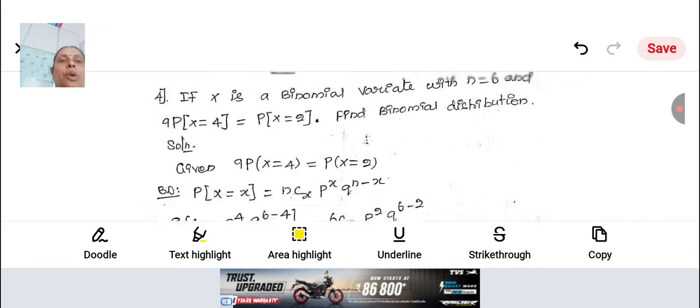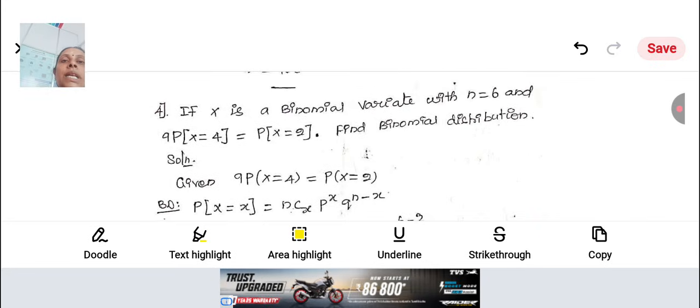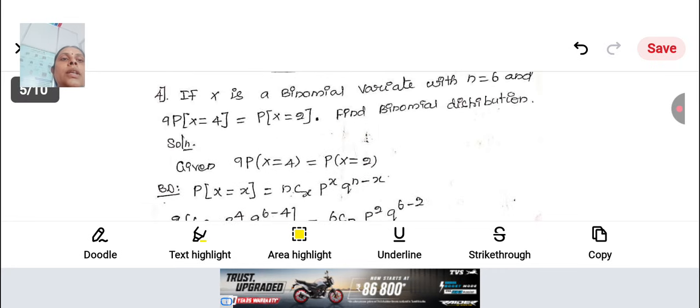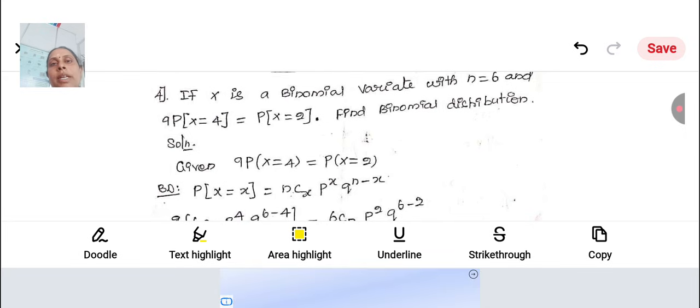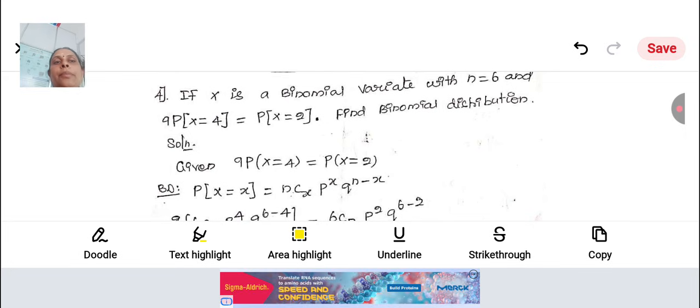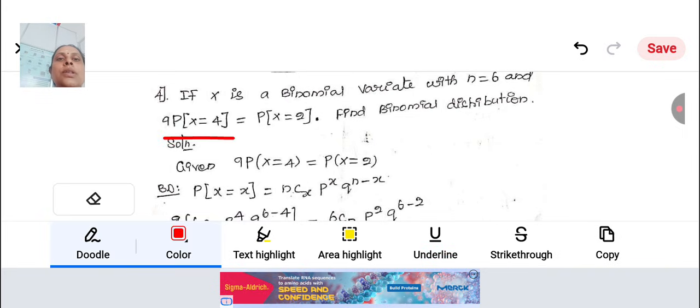What is the next problem? Here the probability mass function is given. If the binomial variate is n, we have to find the n, p and q values using this binomial distribution. Here the binomial distribution is given as P of x equal to 4 and P of x equal to 2.